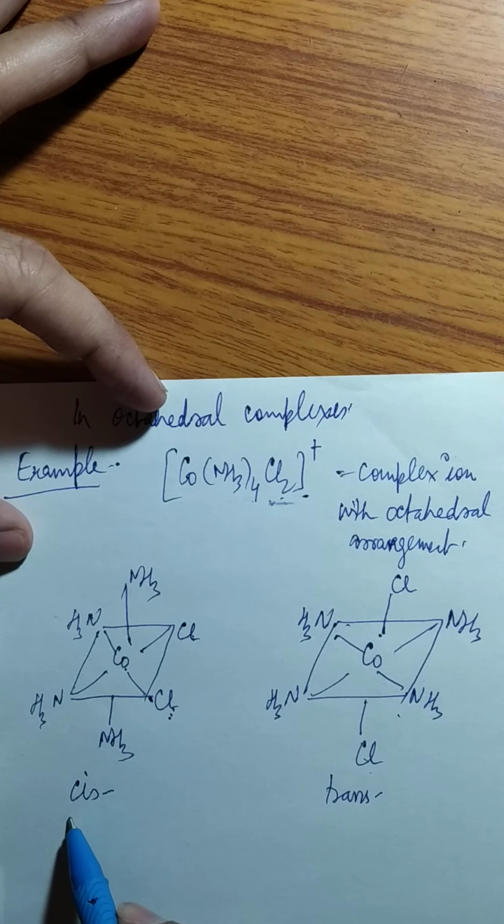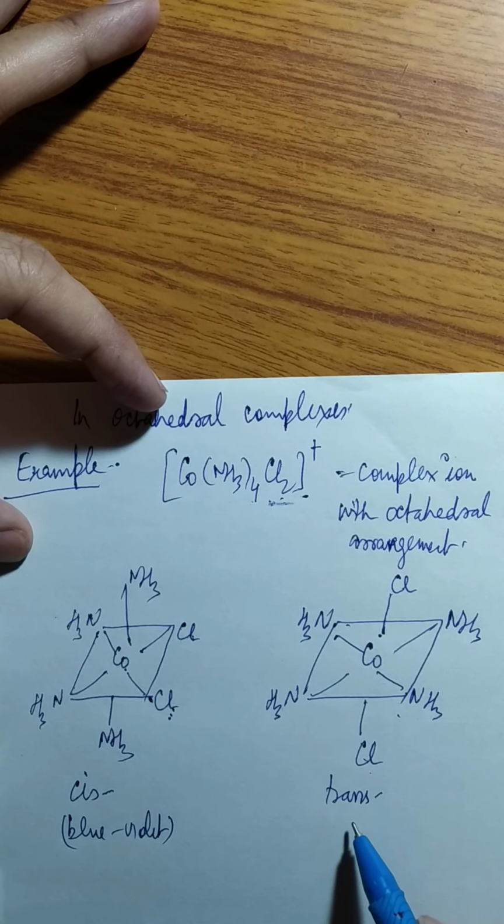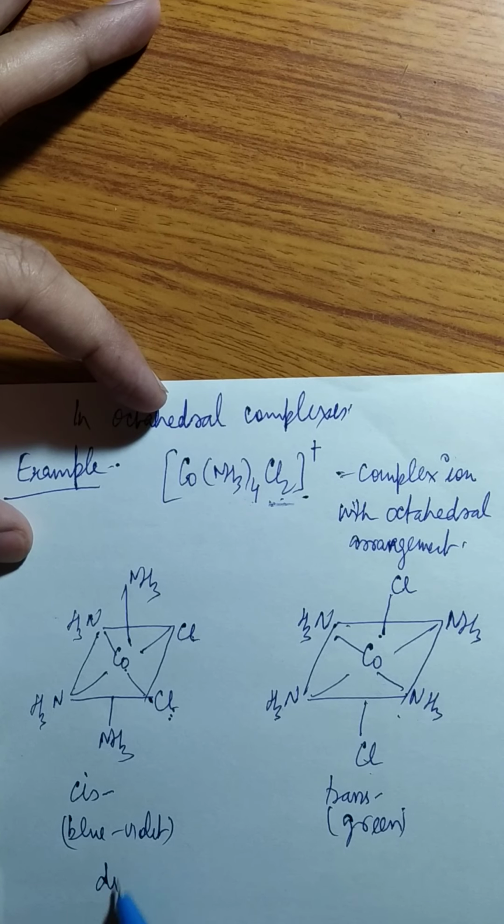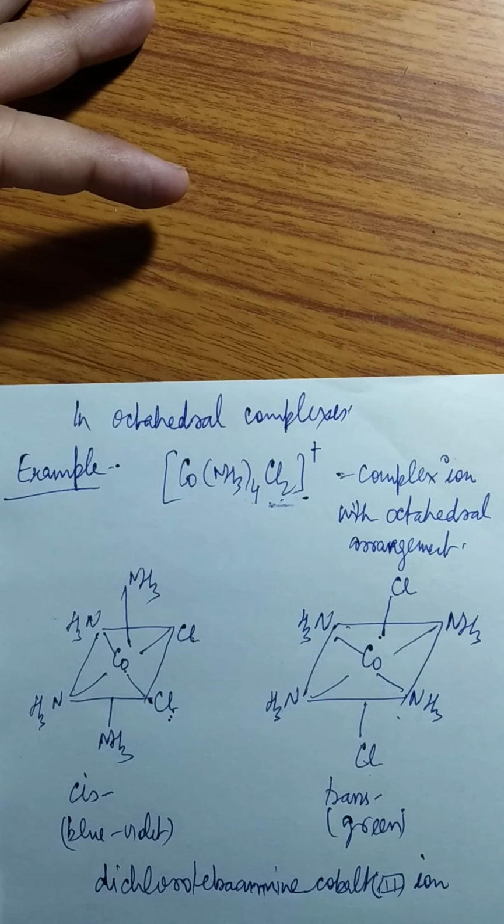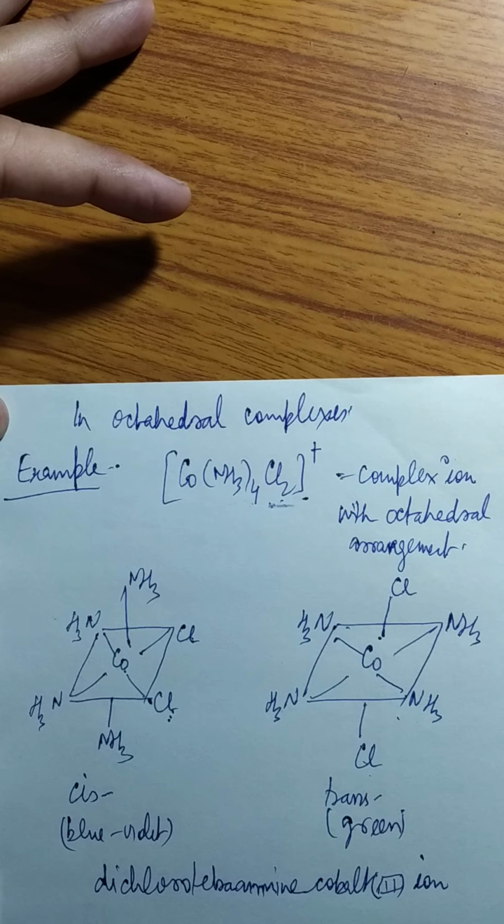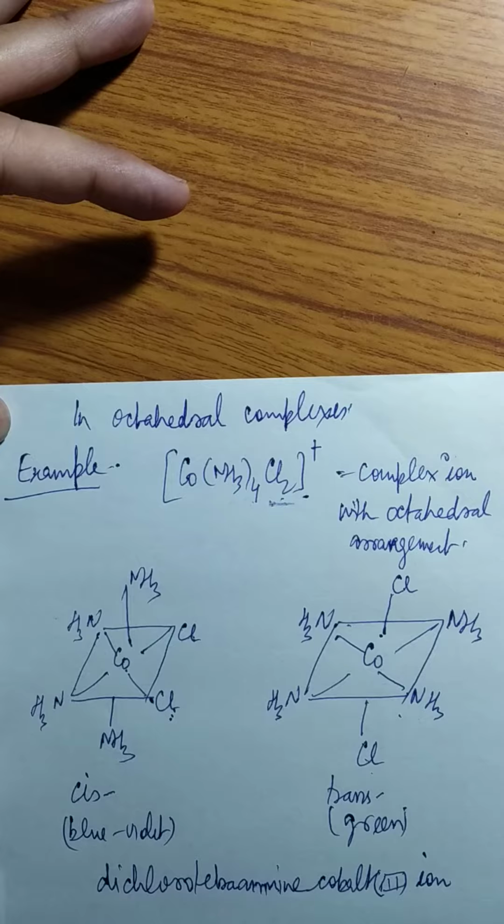This complex shows blue violet color, while this trans form shows green color. Dichlorotetraamine cobalt, its oxidation state 3 ion. This is an example of the octahedral complex in case of geometrical isomerism.